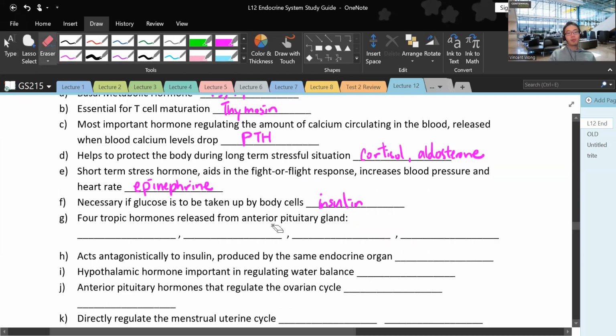4 tropic hormones released from anterior pituitary gland. Again, I've been repeating it all class. Going to give you a moment to fill it in, and then I'll tell you what it is. Hopefully you have the FSH and LH, as well as TSH and ACTH.